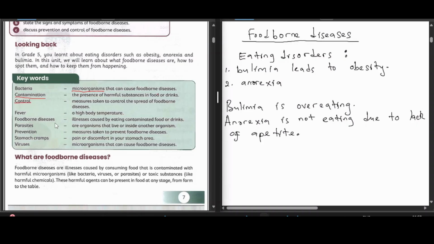Control. Measures taken to control the spread of foodborne diseases. So if we have foodborne diseases, let me give you a practical example.